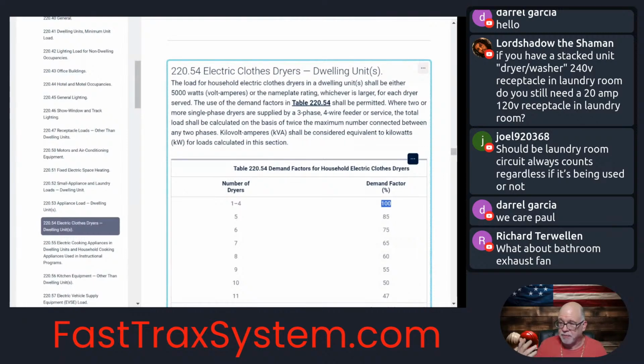Whether it's the nameplate or the 5,000. Now, in our case, the dryer's nameplate is larger. It's 5.4 kW. So obviously, we're going to use that in our equation. We're not going to be using the 5,000. But that is where you get it.